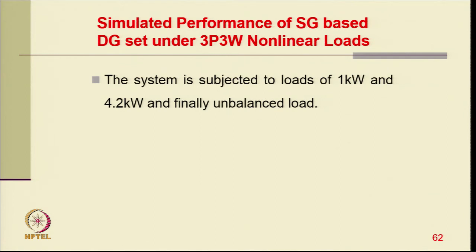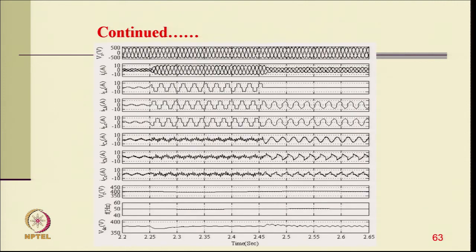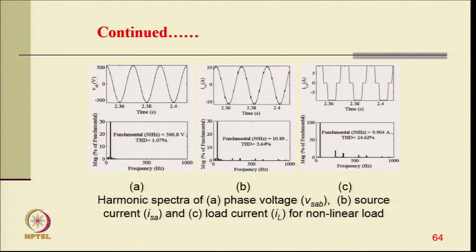Then another is that the system is subject to loads of 1 kilowatt, and finally unbalanced load. This is a non-linear load, and you can see the generator currents are balanced sinusoidal at unity power factor, where you have a non-linear load, and then you have an unbalanced non-linear load, where one phase load is removed. These are of course the compensator currents, and then you have the DC link voltage, frequency and terminal voltage. So, all are regulated here, and these are the harmonic spectrum.